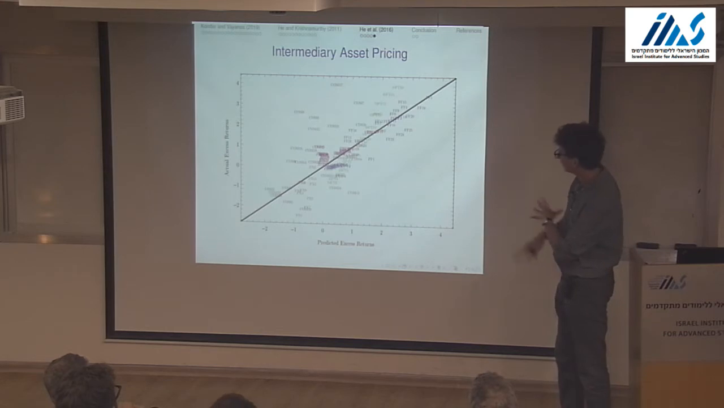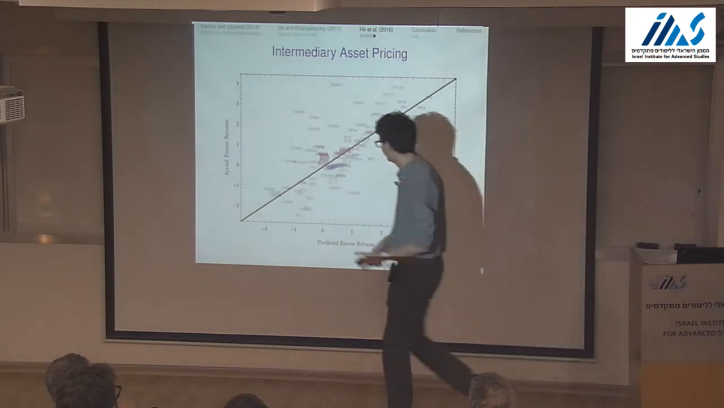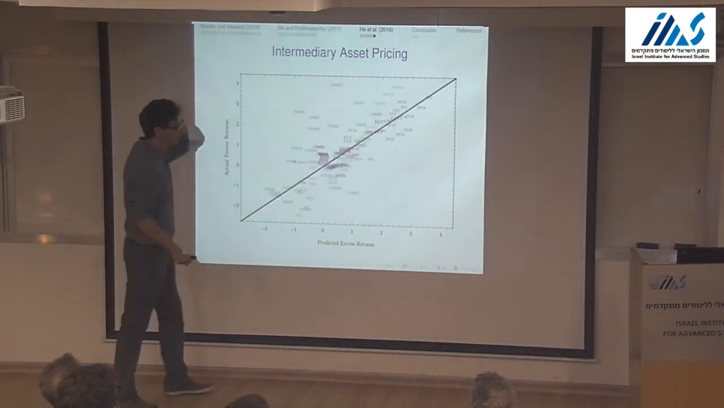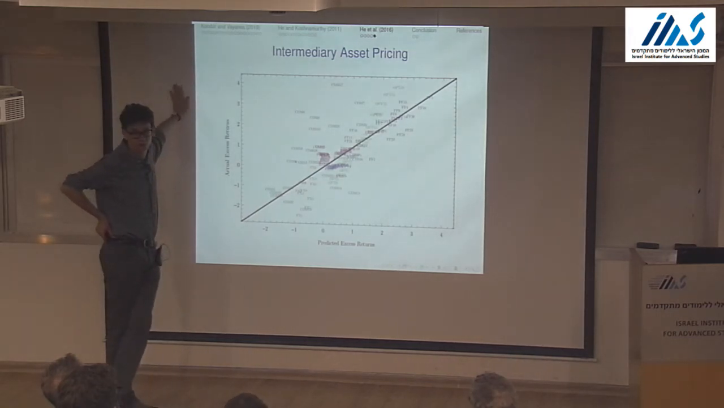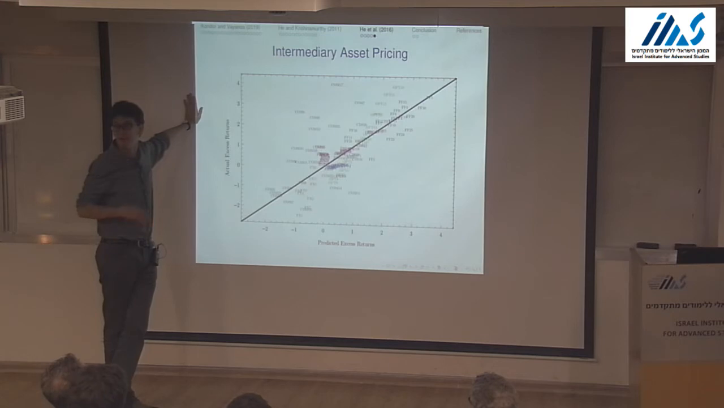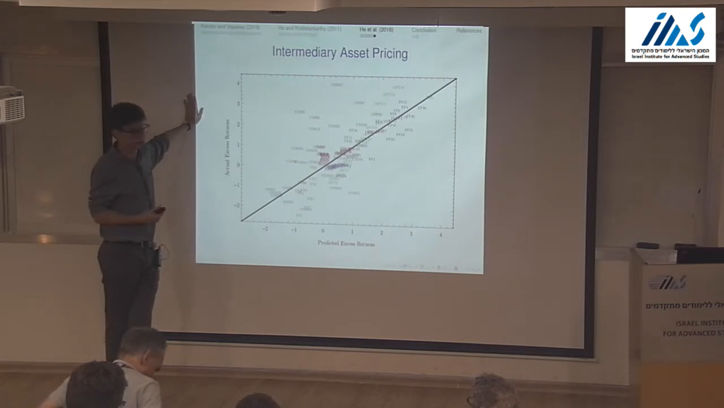So let me just tell you what you see here. The interesting thing about their paper is that they did it over many asset classes. Usually, many empirical asset pricing papers concentrate only on stocks. Now, in principle, we should be able to price every asset out there, not only stocks. So this is what they try.